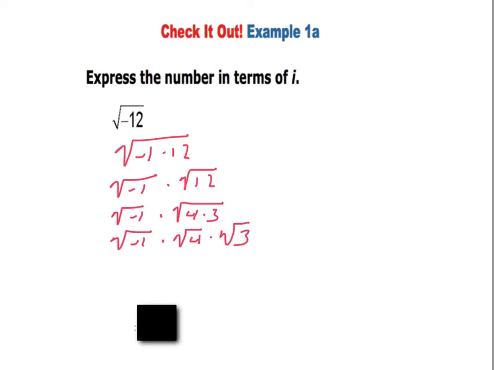Now, we know that the square root of -1 is going to be i. We know that the square root of 4 is 2. So I'm going to write it as 2i times the square root of 3. Okay, let's see if we agree. And do we agree? Yes, we do. Okay, let's go try another.